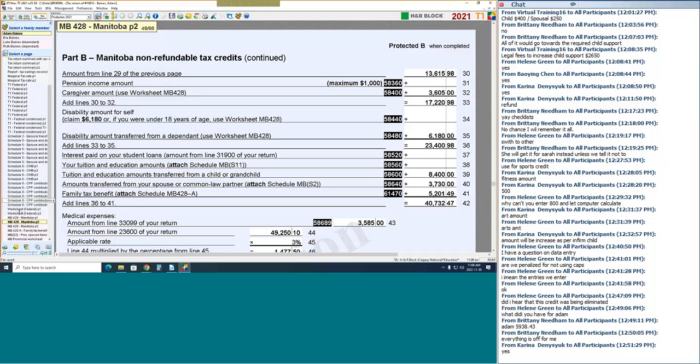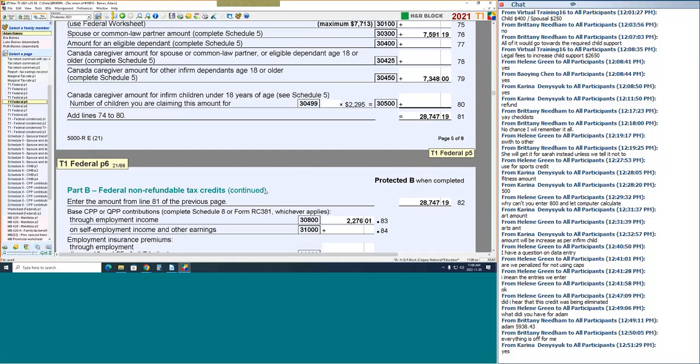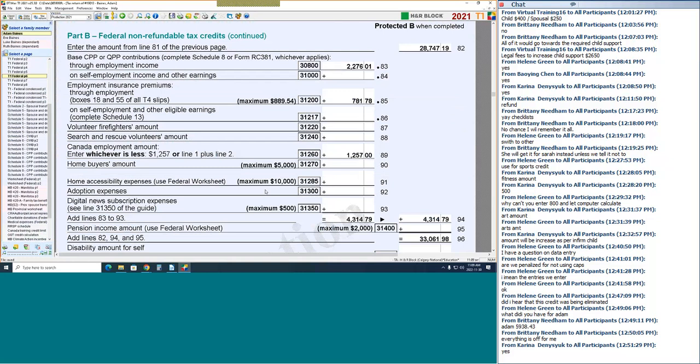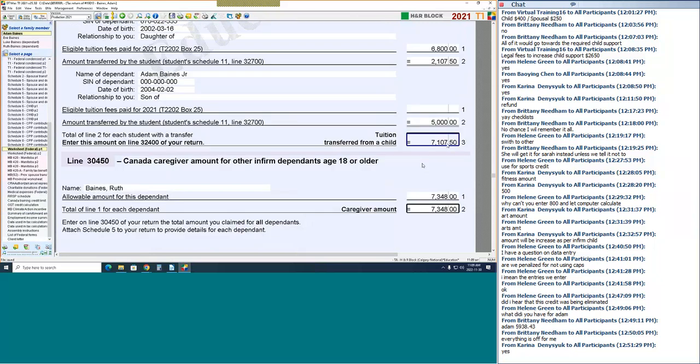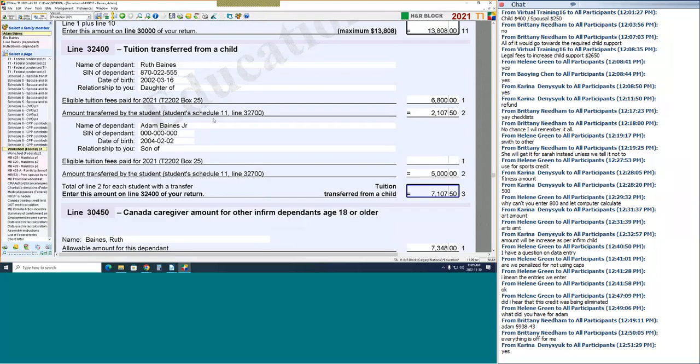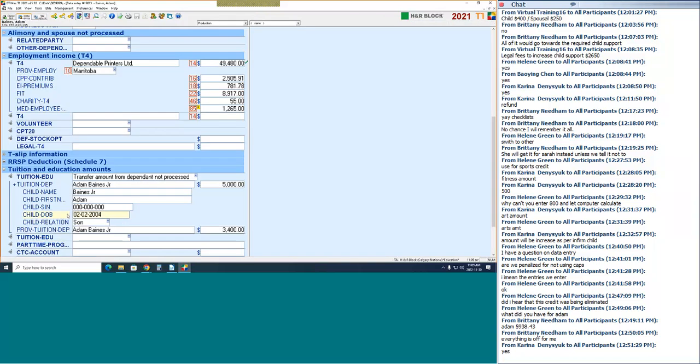And what you would get on his return now is tuition transfers from a dependent. And if I can find where it is, now we have tuition amount transfer from a child or grandchild here. And it's going to tell me how much, and it's going to tell me who. So I would have Adam Baines Jr. and relationship and the transfer. So I have to have all of that as well. And then provincially would be the same. So that's how you do transfers when they are not connected.